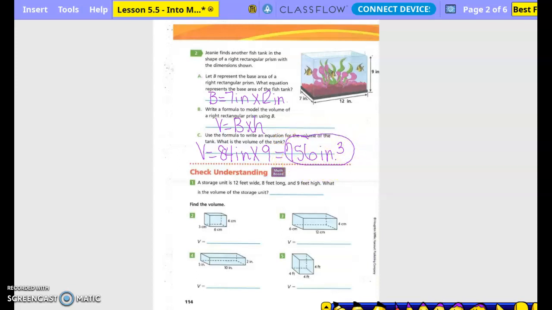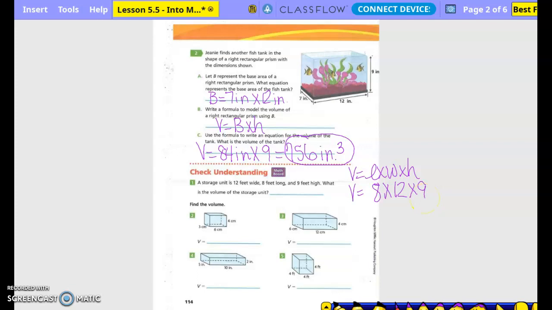Right? Test understanding. Number 1, a storage unit is 12 feet wide, 8 feet long, and 9 feet high. What is the volume of a storage unit? So what is our formula? Okay, and we're going to plug it in. Volume equals the length is 8 feet by 12 feet by 9 feet, right?